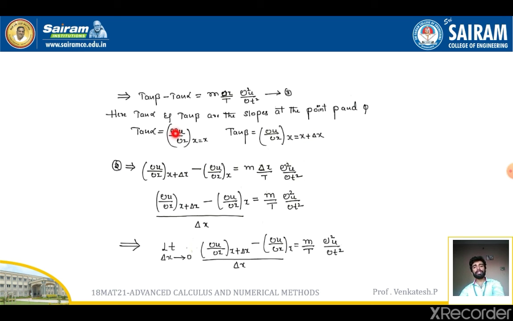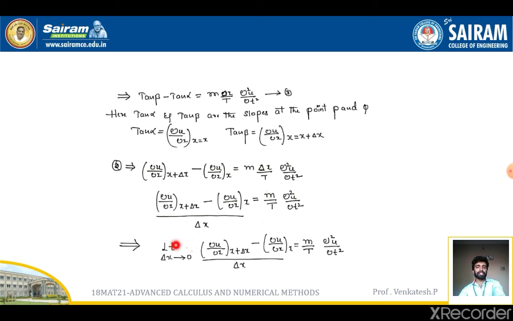Now I can incorporate both these tan alpha and tan beta values here. So I'll get the equation like ∂u/∂x at x plus delta x minus ∂u/∂x at x is equal to m delta x by T ∂²u/∂t². I can shift this delta x to the LHS. I got the equation like ∂u/∂x at x plus delta x minus ∂u/∂x at x, divided by delta x, is equal to m by T into ∂²u/∂t². So I'm going to apply the limit delta x tends to 0 on both sides, since the element delta x is too small.